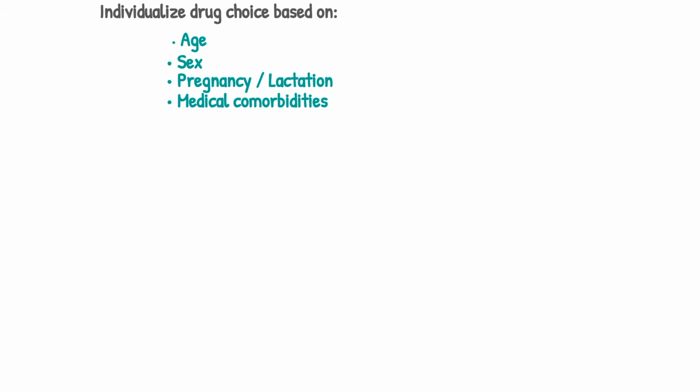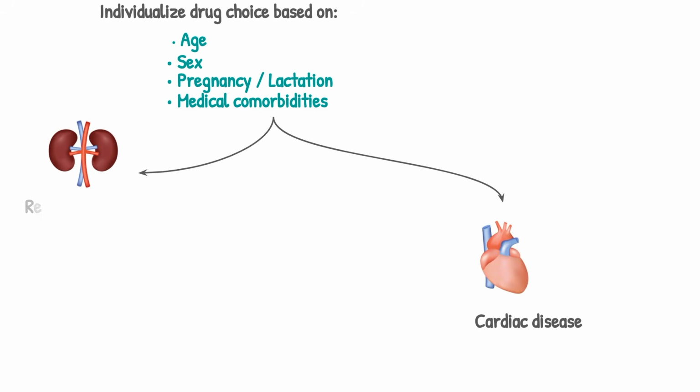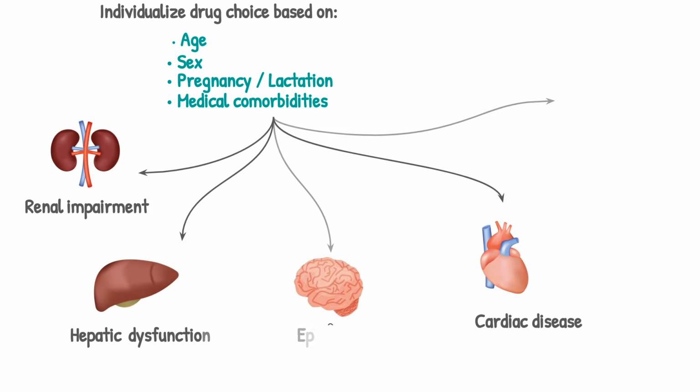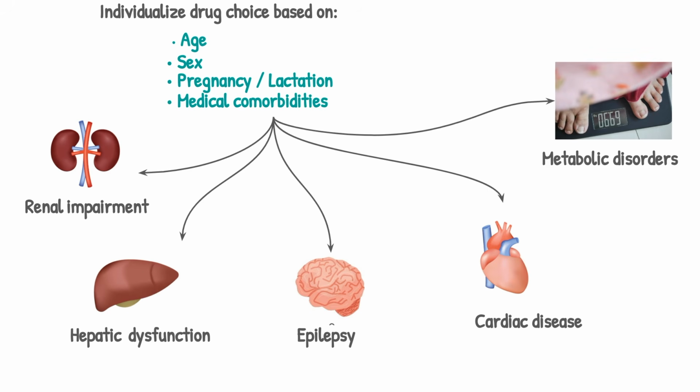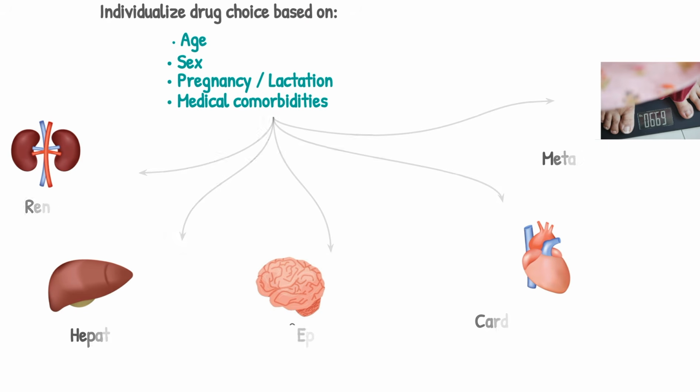Medical illnesses significantly influence drug choice. Cardiac disease, renal impairment, hepatic dysfunction, epilepsy, and metabolic disorders can all contraindicate certain psychotropics. Ignoring comorbidities is a common cause of serious adverse drug reactions.